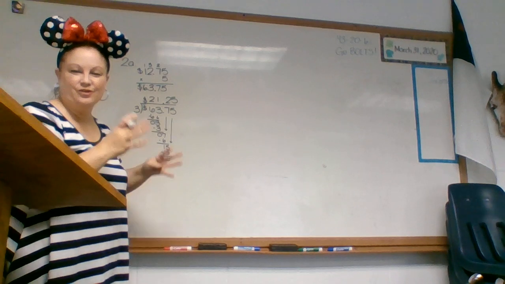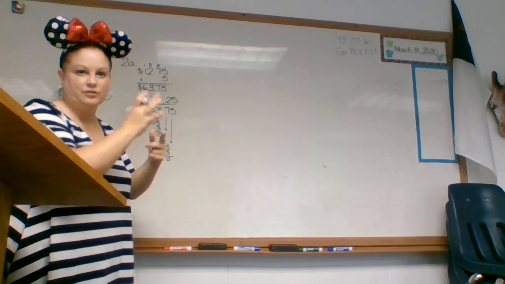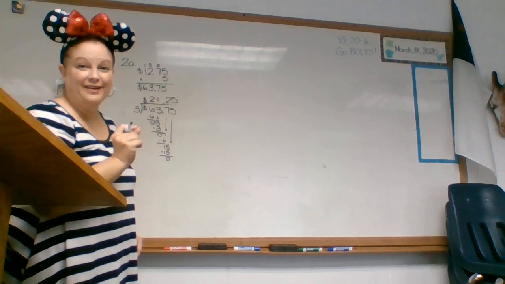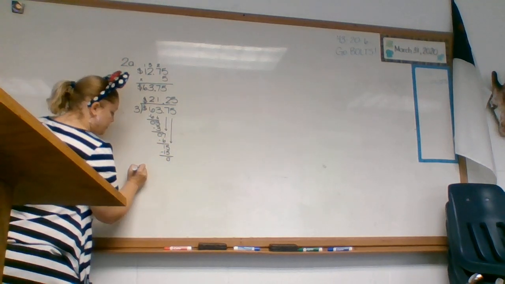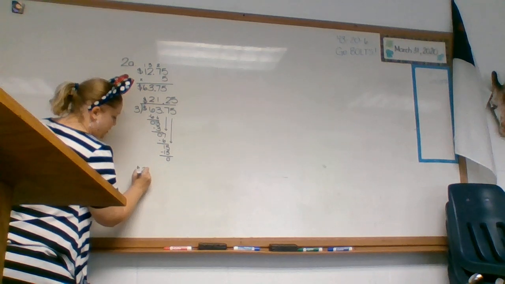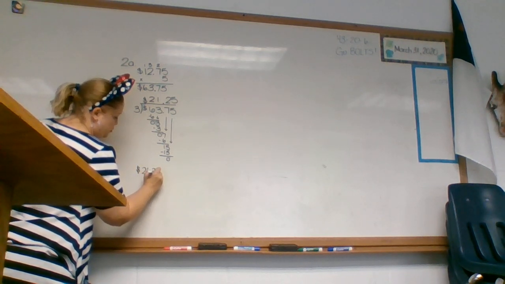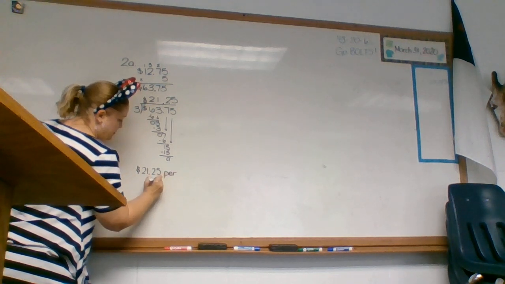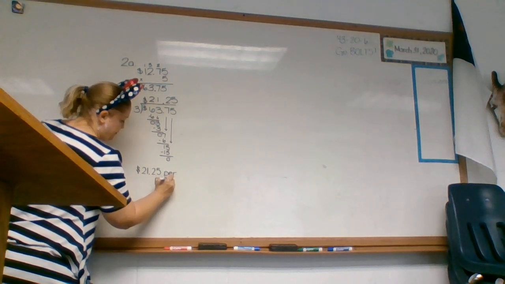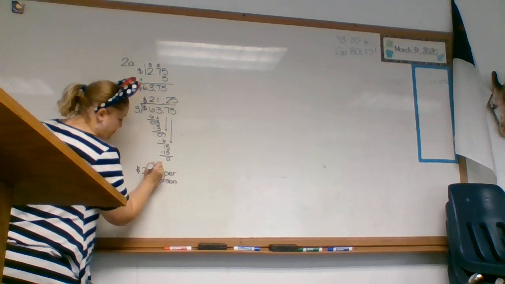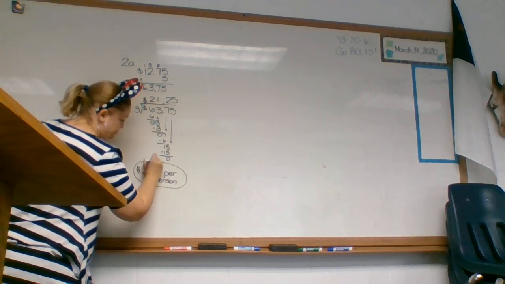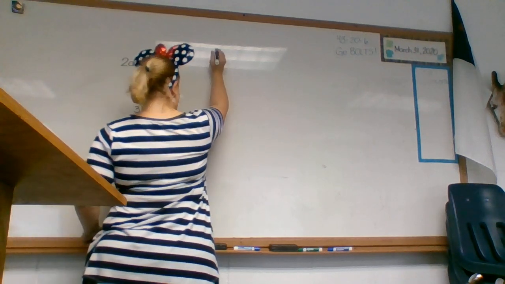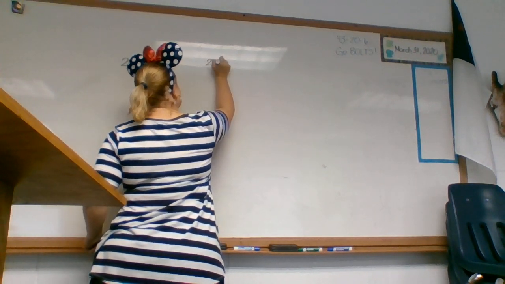Always in our answer, we have to put $, units, and words when we're talking about answers to a word problem. So it becomes $21.25 per person now. Okay? Let's move on to 2B.